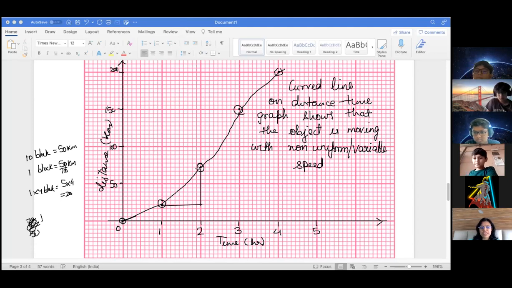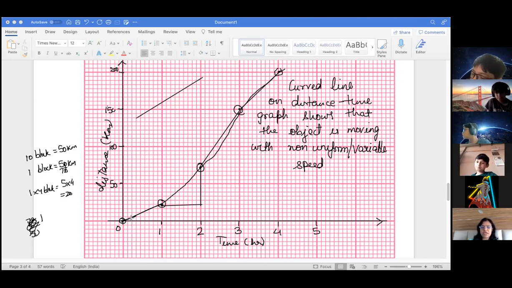So this inclination is different. This inclination is different. You can see over here. So every time you will get a different speed. If you find out speed now, see, every time the slope is different. So from here to here, speed will be different. From here to here, it is different. But in the earlier case, because it was a single straight line, you got the same speed from here to here.